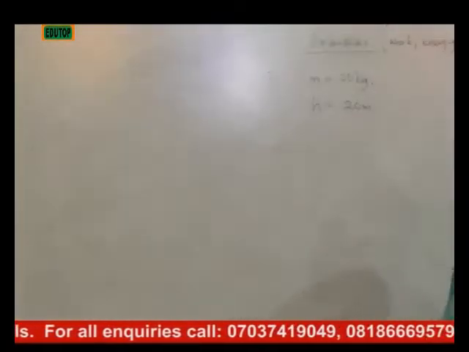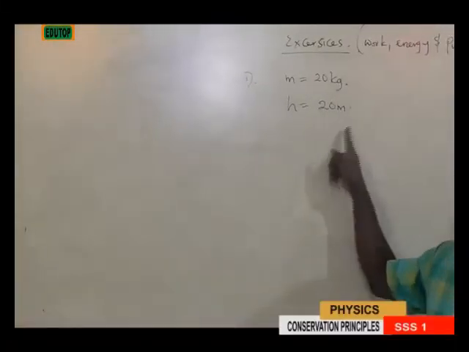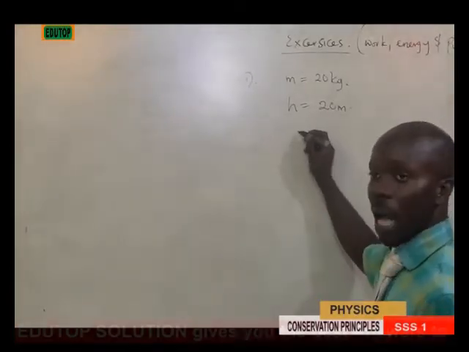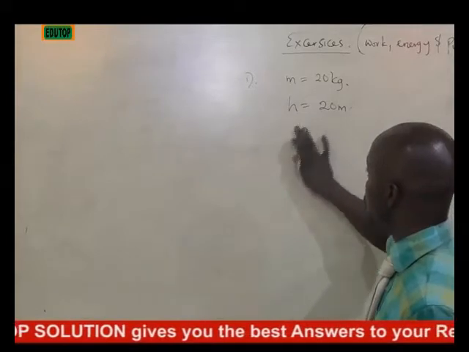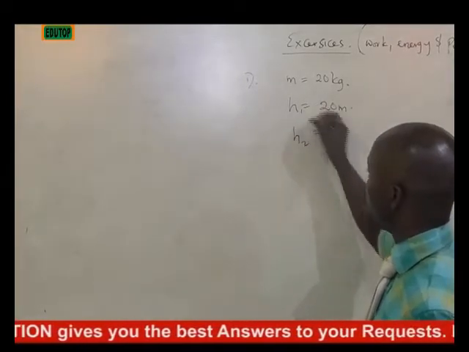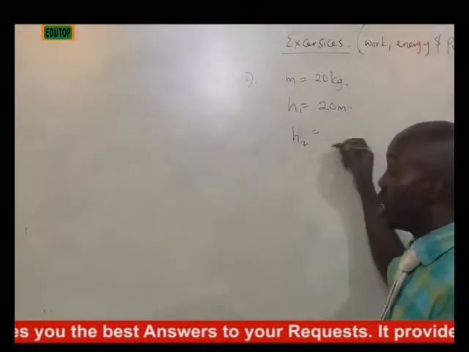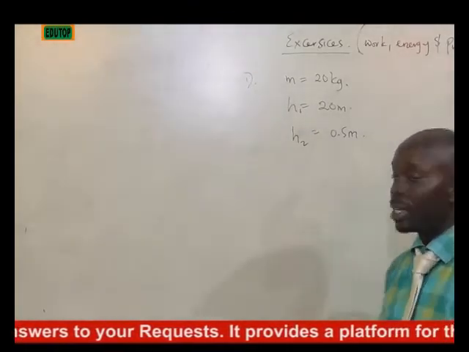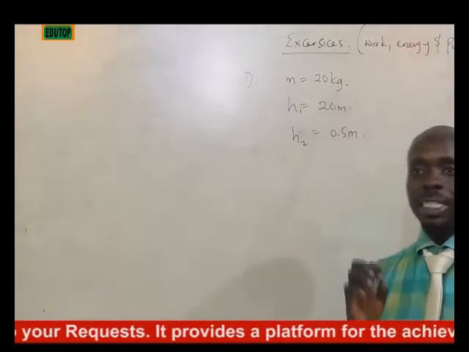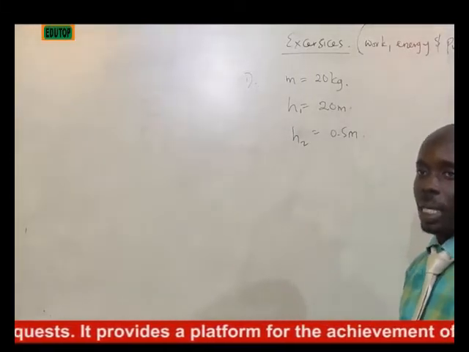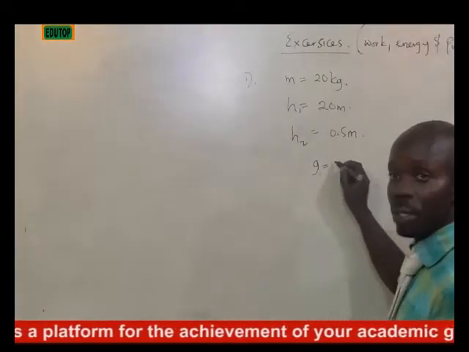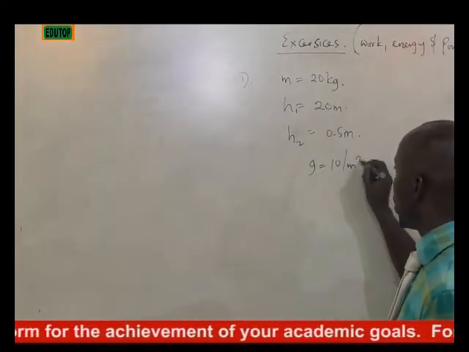Now, falls through a height, 20 meters, and comes to rest, having penetrated a distance. So this will be your H2. This is your H1. That's the height at which it is falling. Having penetrated a distance of 0.5 meters into a sandy ground. Good. Calculate the average force exerted by the sand in bringing the body to rest, giving your acceleration due to gravity to be 10 meters per second squared.